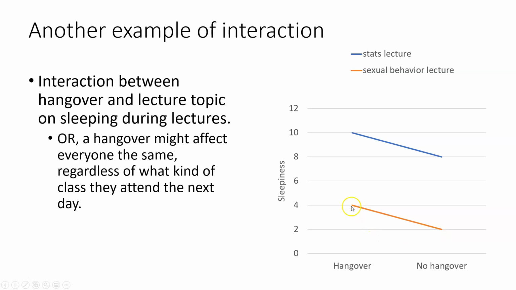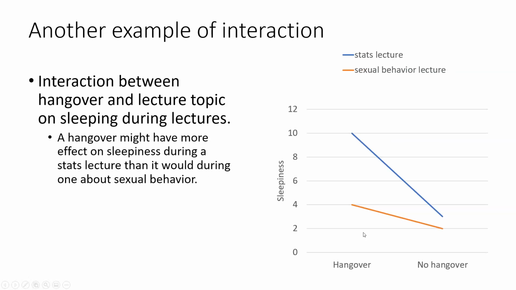So the hangover versus no hangover is 2 points higher, but it's the same for a stats lecture. Again, 2 points higher. So you're going to have 2 points higher levels of sleepiness because of a hangover, regardless of what kind of class you're taking. So this is an example of no interaction, whereas in the previous slide, this is an example of having an interaction because the impact of one factor depends on the other factor. So the impact of a hangover depends on what kind of class you're taking.